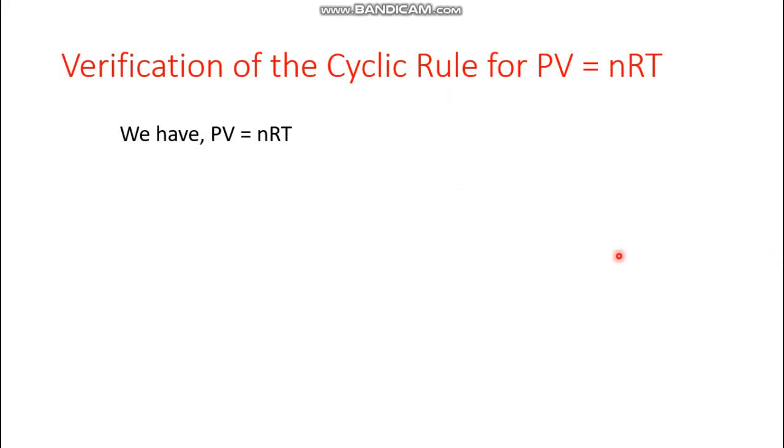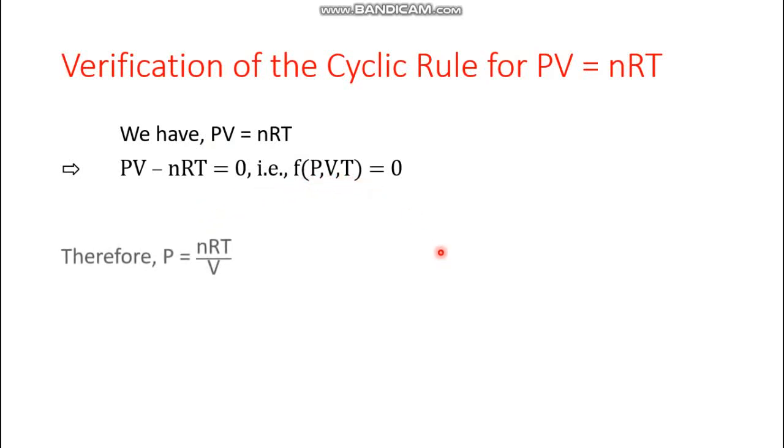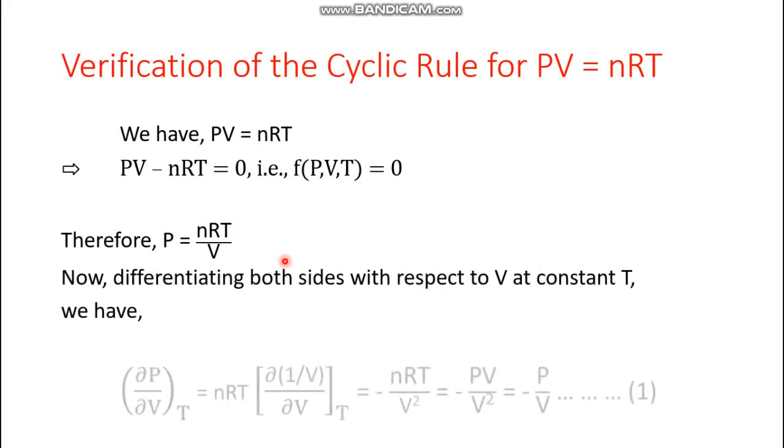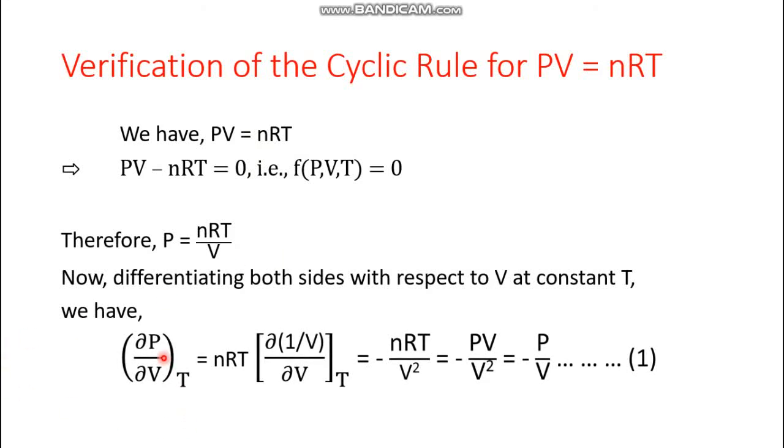So we have PV equals nRT and PV minus nRT equals 0. That means the function of P, V and T is 0. Therefore, P is equal to nRT by V. Now let's differentiate P with respect to V at constant temperature. Then it produces the result nRT. Now T is constant, so we only have to differentiate 1 by V, and the result is minus 1 by V squared. So the overall result is minus nRT by V squared.